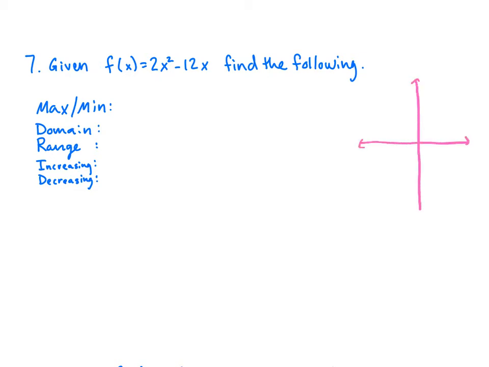And again, it doesn't ask for the vertex or axis of symmetry, but it helps us if we find them, just because that'll help us graph it, and then we can easily identify whether it has a max or min, domain, range, and where it's increasing and decreasing. So how do we find our vertex here?